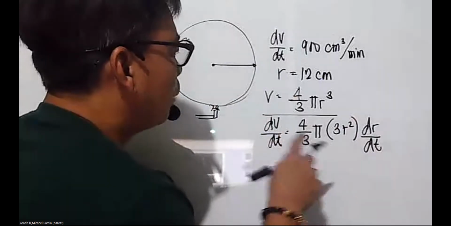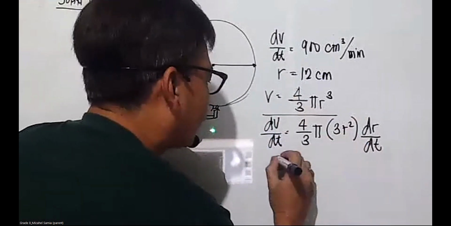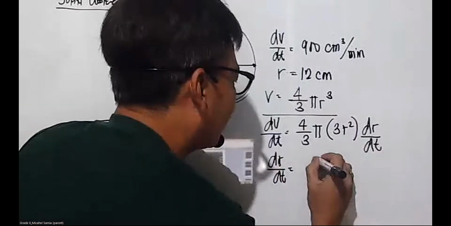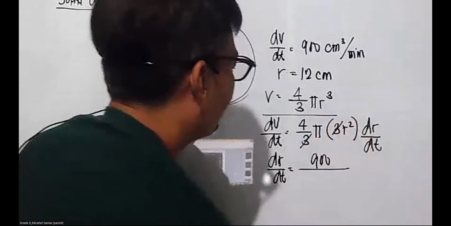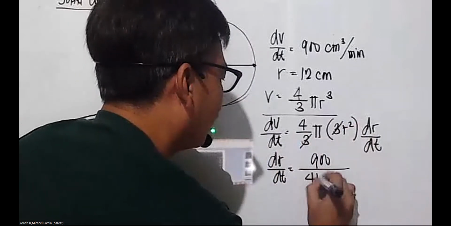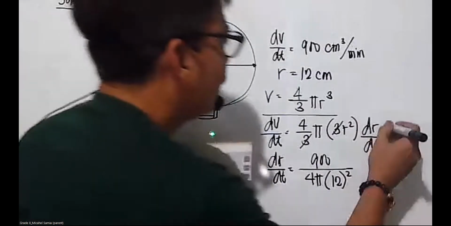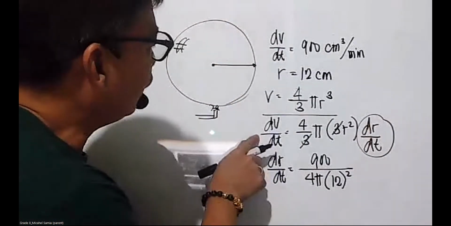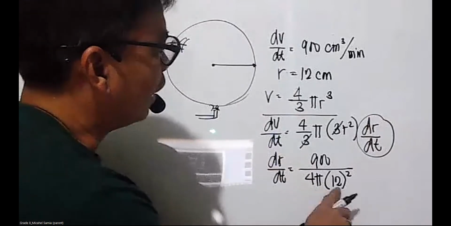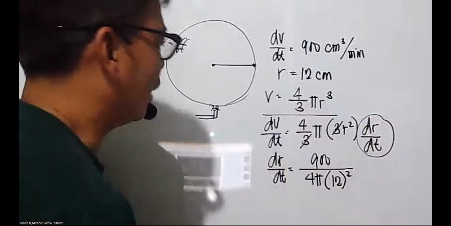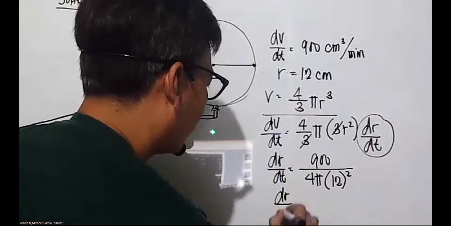Now we know that dV dt is equal to 900 cubic centimeters per minute. So first I'll be isolating dr dt. This is equal to 900 all over, we could cancel 3, so we are left with 4 pi and then r squared, which is 12 squared. So I repeat, I isolated dr dt. So dr dt is equal to dV dt, which is 900 cubic centimeters per minute, divided by 4 pi and r squared, where r is 12. So what's the value of dr dt?